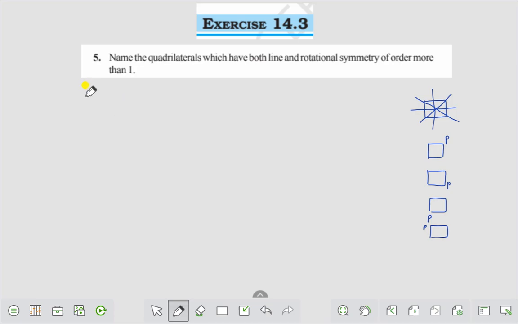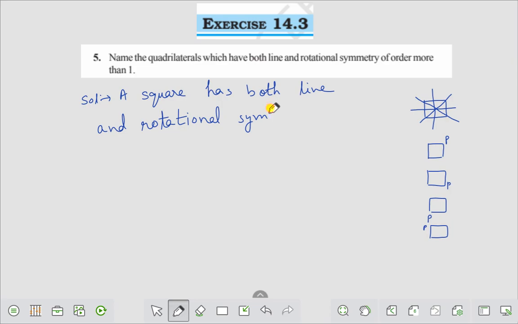Therefore, we can say that a square has both line and rotational symmetry, both line and rotational symmetry of order more than 1.